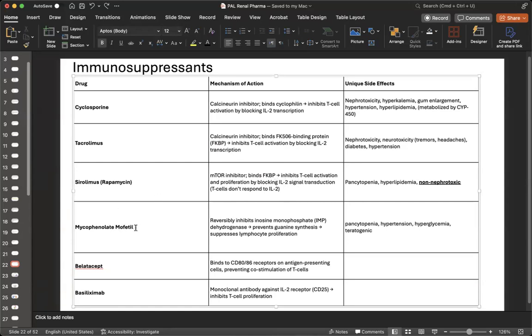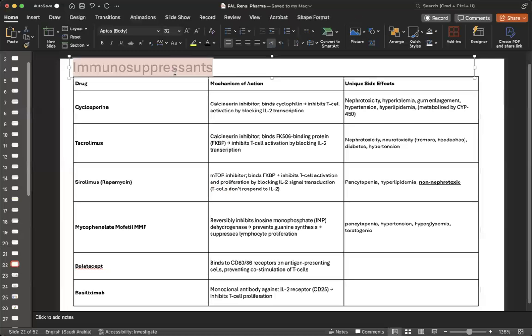Now you have mycophenolate mofetil, which they also call MMF. You just have to memorize this. It inhibits inosine monophosphate dehydrogenase, IMPDH, which prevents guanine synthesis. Guanine is not an amino acid, it's a nucleotide base. You need guanine for lymphocyte proliferation. If you prevent guanine synthesis, lymphocytes can't proliferate. These T cells will not proliferate, and then we'll have some immunosuppression.